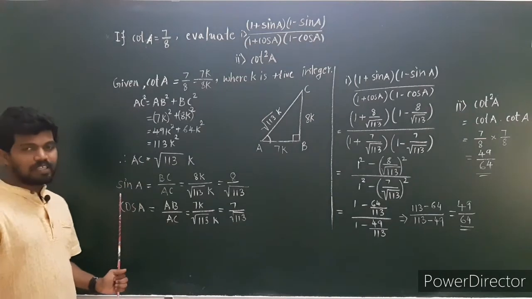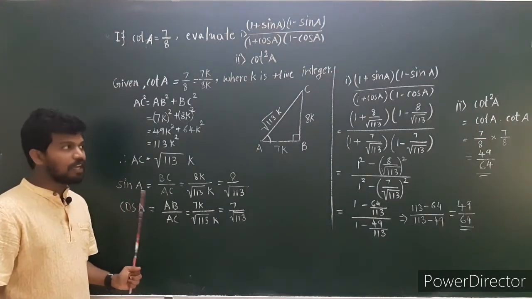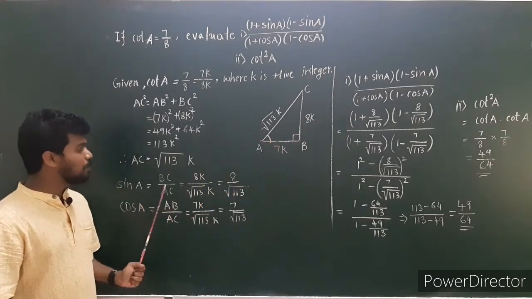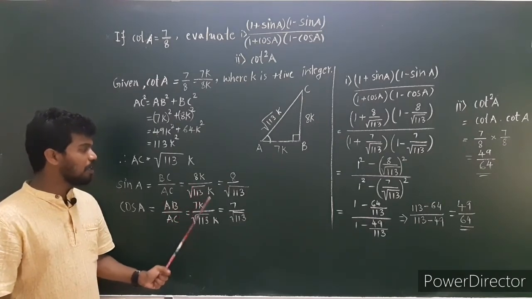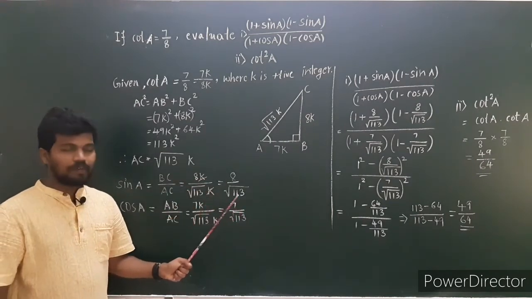So now find sin A and cos A, because in your question you have only sin A and cos A. So what is the value of sin A? What is the definition of sin A? Opposite side by hypotenuse. So what is the opposite? BC by AC. So 8k divided by root 113k. So k gets cancelled. You get 8 by root 113.